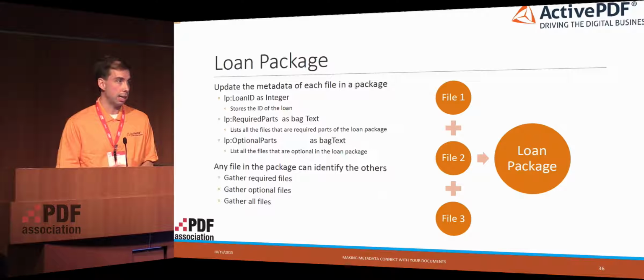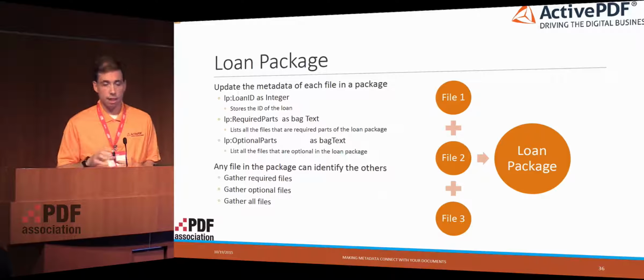Another one is loan package. Anybody who's ever done a house mortgage or loan or purchase knows there's a lot of paperwork associated with getting a loan. What we could do, for example, would be set a loan ID, required parts using a bag text, and then optional parts using a bag text. Now, loan ID would store the ID of the loan itself. The required would be any file that's required information. And then the optional would be any file that is optional. You don't need it. It's secondary to the loan information itself.